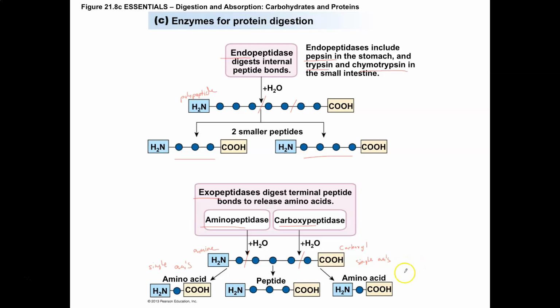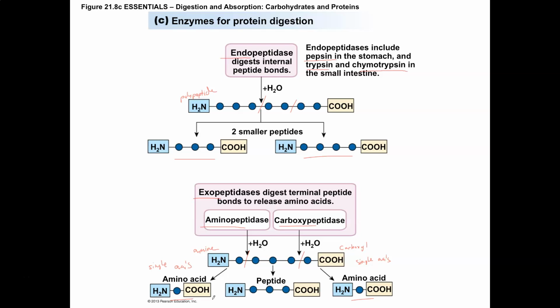Once you have those single amino acids, that's going to make it a lot easier to absorb through the epithelial cells and into the cardiovascular system. So you have to have both endopeptidases and exopeptidases. Again, the endopeptidases chopping up large polypeptides into smaller fragments, and then the exopeptidases actually releasing the single amino acids that we're going to use for absorption.